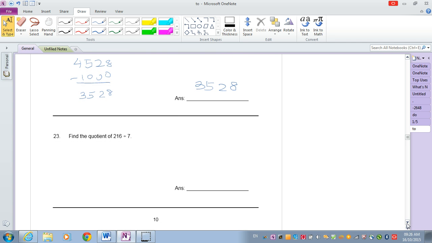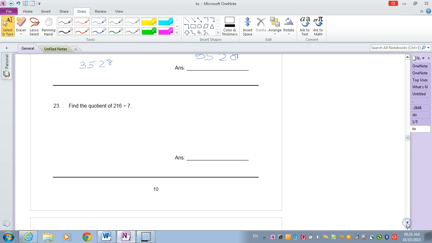Okay, find the quotient of 216 divided by 7. Now, you have to remember that you have to do your long division. So when you do your long division, let's do it. You must remember that 216 should be here, followed by 7.